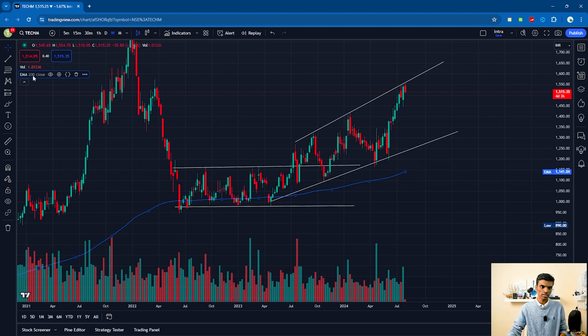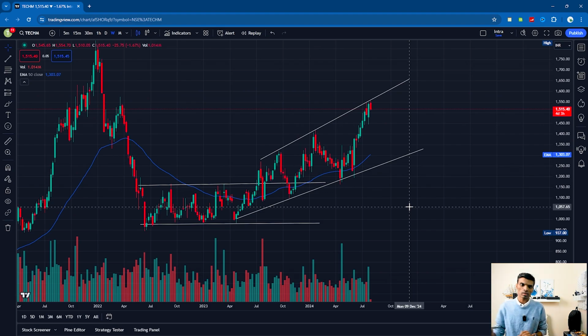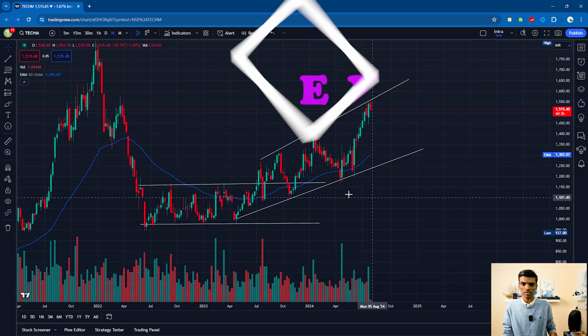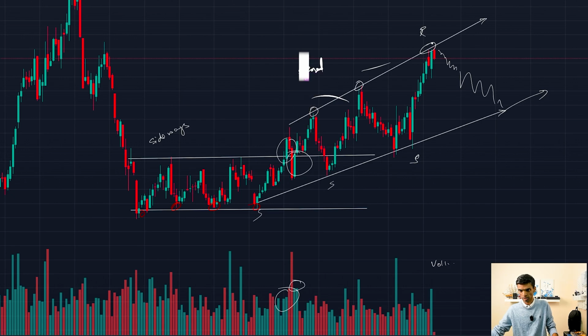Let me change it and make it 50. It's still in the uptrend, right? Now let's talk about the entry and exit point. Like I mentioned earlier, in the coming days, if there is a reversal over here, you can surely take it. But if there is a reversal over here, do not go with the entry.